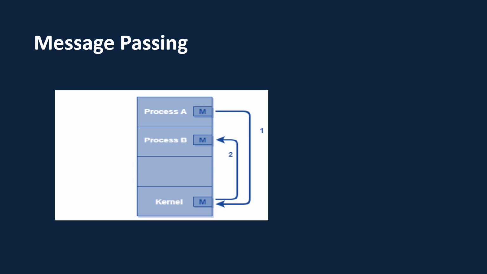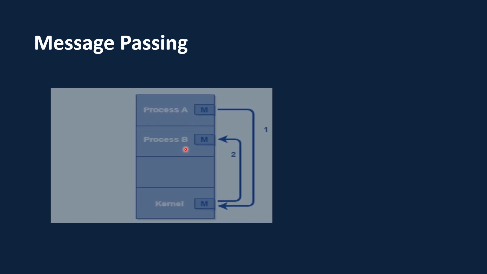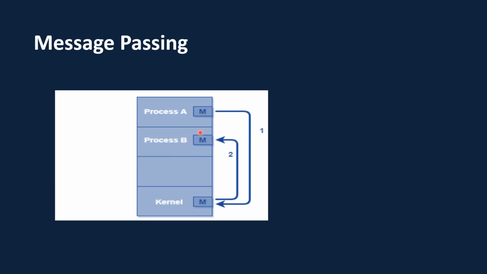Here is a diagram for better understanding of the message passing model. Here simply process A and process B send messages to each other with the help of the kernel for sharing of data and information.